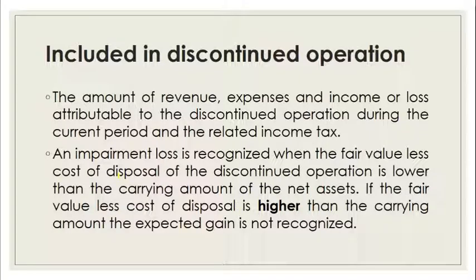Next, included in the discontinued operation is the amount of revenue, expenses, and income or loss attributable to the discontinued operation during the current period. Also included is the impairment loss recognized when the fair value less cost of disposal of the discontinued operation is lower than the carrying amount of the net assets. Now, if the fair value is higher, of course, as discussed previously in HFS, you do not recognize your expected gain.